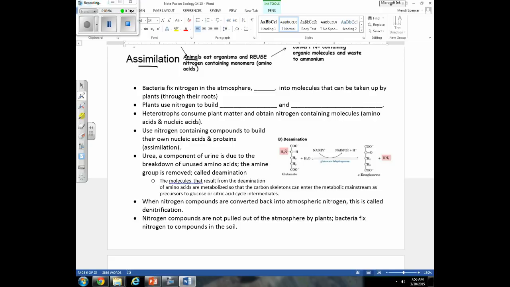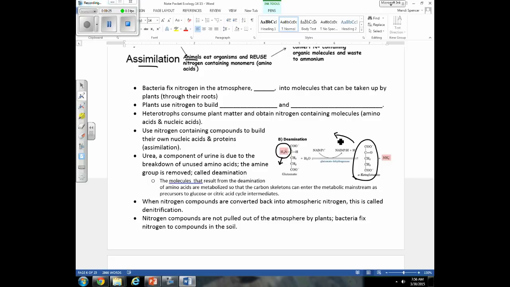But first, this amine group has to be removed. And so this amine group is actually toxic, and it forms ammonia. And so your body has to get rid of that because it's toxic. And that's the primary component of urine, is ammonia, which is due to the breakdown of amino acids. This molecule right here that results can actually enter a step in respiration and can be broken down further so that the mitochondria can produce ATP.